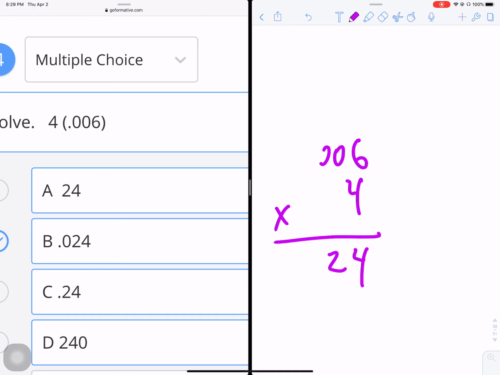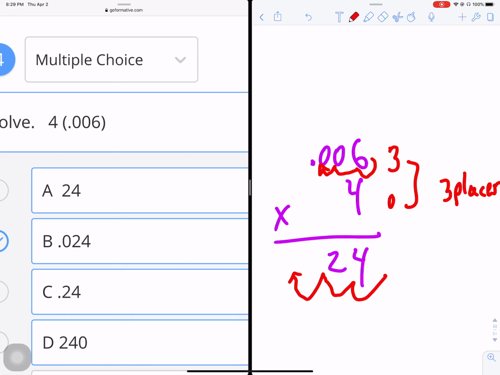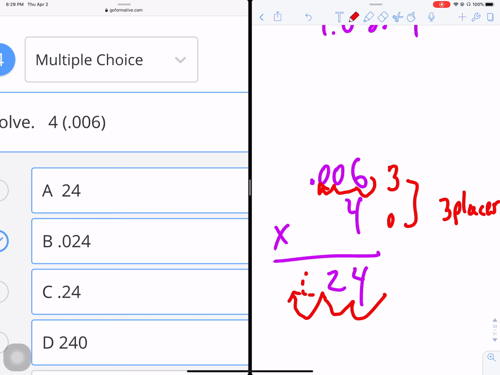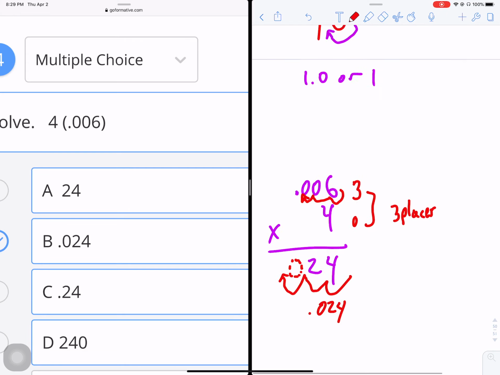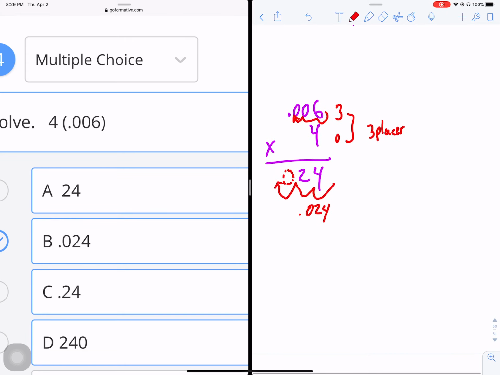Now bring in the decimals. And now count where the decimal goes. 1, 2, 3 spots. 3 spots. No spots there. So total, how many places are you going to move the decimal? 3 times. 1, 2, and another 1. So what's going to fill in there is 0. And the answer is 0.024. That's how you do that multiplication by hand.